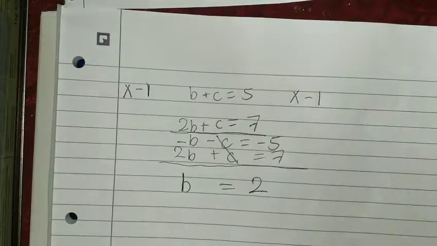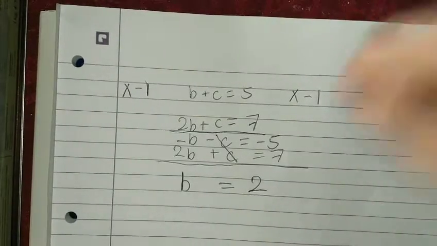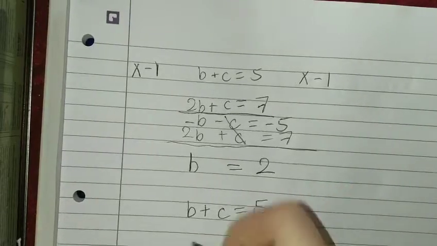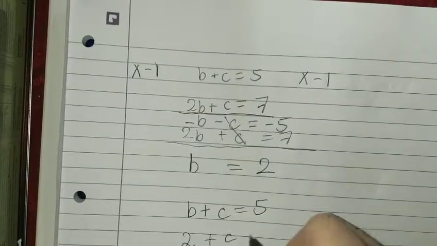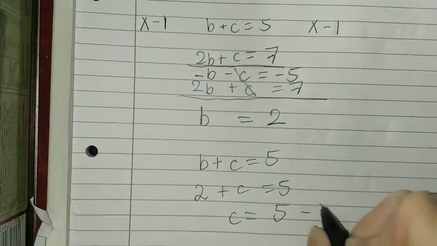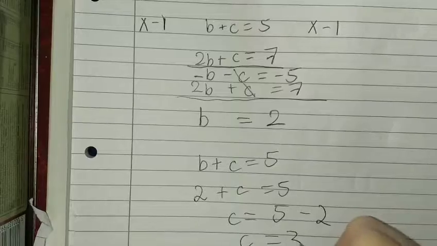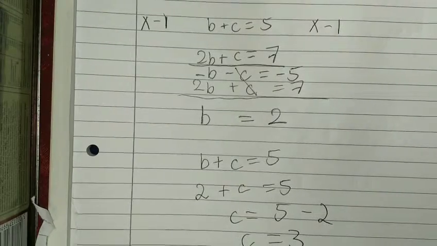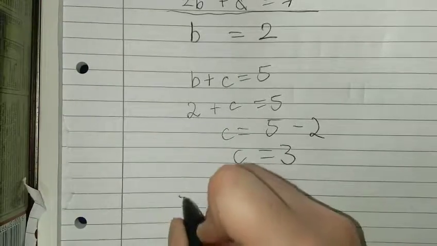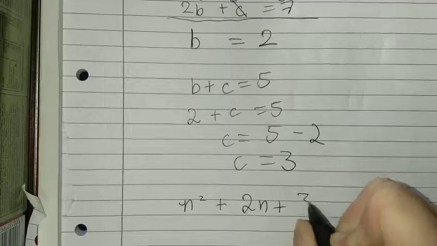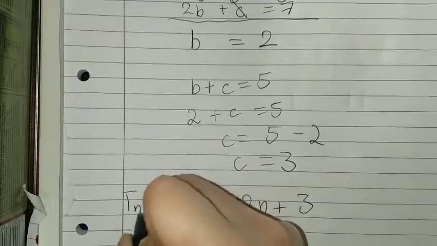So b is equal to 2, and I'm going to take one of my original equations. So I got b plus c is equal to 5, and if b is 2, so 2 plus c is equal to 5. So c is equal to 5 take 2, so c is equal to 3. So b is equal to 2, c is equal to 3. So my equation is n squared plus 2n plus 3. So that's my general term.